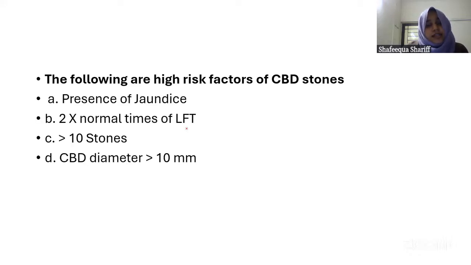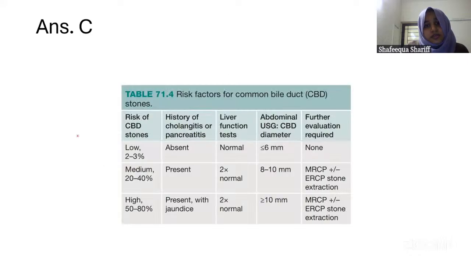The following are high risk factors for CBD stone. So what are the high risk factors for CBD stone? When will you diagnose a patient to have a CBD stone? Jaundice, yes. 2 times normal LFT, yes. CBD diameter greater than 10 millimeters. Greater than 10 stones is usually not a high risk factor for CBD stones. So these are the risk factors for common bile duct stones.